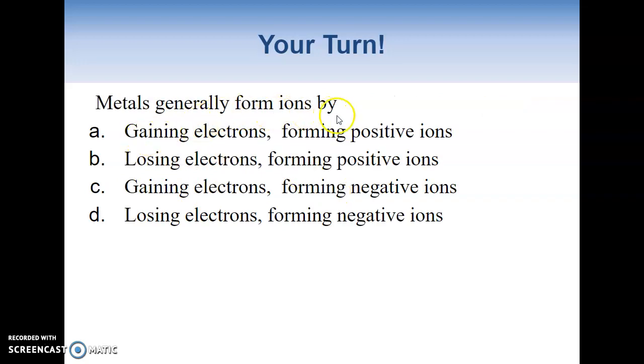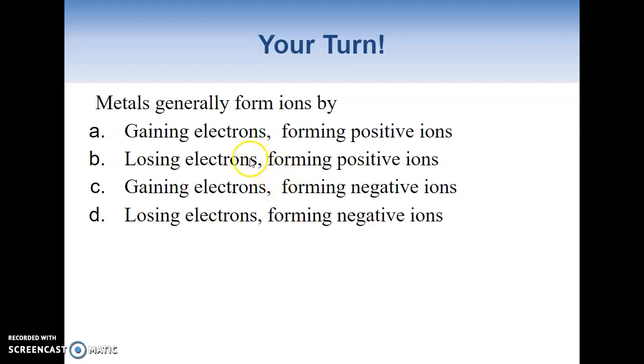Metals generally form ions by what? A, gaining electrons and forming positive ions, B, losing electrons, forming positive ions, C, gaining electrons, forming negative ions, or D, losing electrons, forming negative ions. What do you guys think? So metals are going to be positive, so we can already eliminate C and D. But do they lose or gain electrons? Well, to become positive, they're going to lose electrons, right? Electrons are negatively charged. Okay, so the answer here is B.